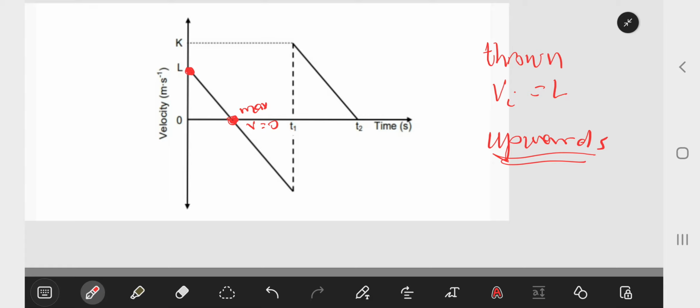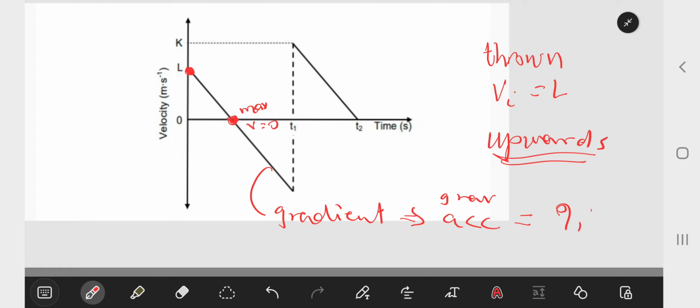The next question is, what is the physical quantity represented by the gradient of the line? We can see that these are straight lines, right? So they do have a gradient, and that gradient, we said, is acceleration. That is gravitational acceleration, and that is equal to 9.8 meters per second squared downwards.